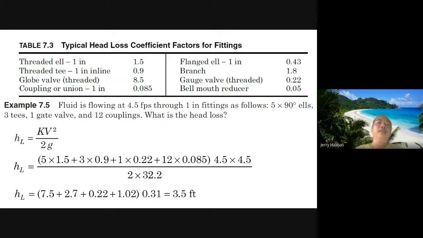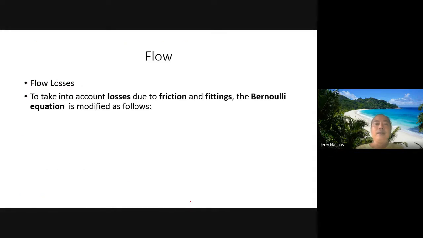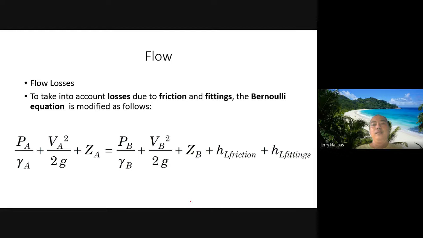Here, threaded T, plus one gate valve. Where is the gate valve? Here, threaded gate valve. Plus, 12 couplings. They are connected one after another. So, how many couplings? The losses are small, no? 0.085. Okay? And so on and so forth. Okay. So, when you take into account the friction losses, fittings, and so forth, you add them up here. Okay? So, in terms of head, always.